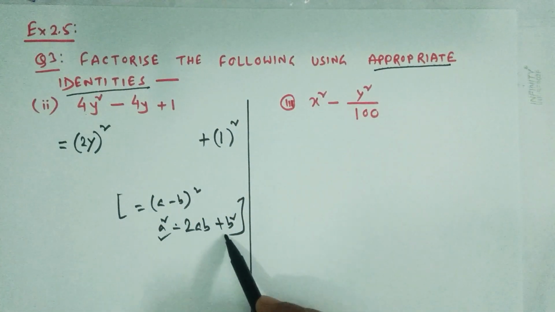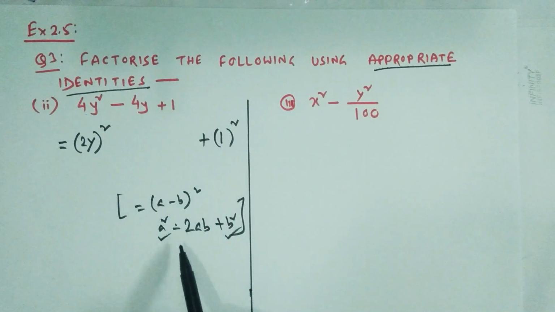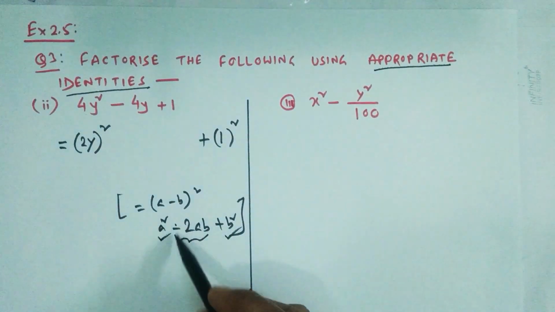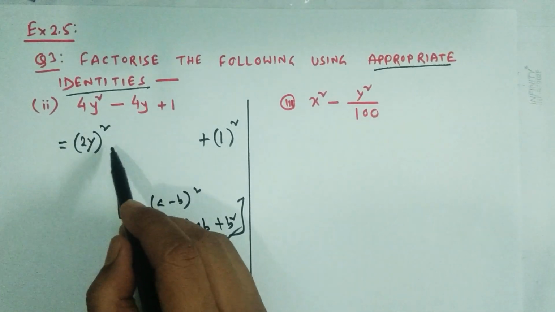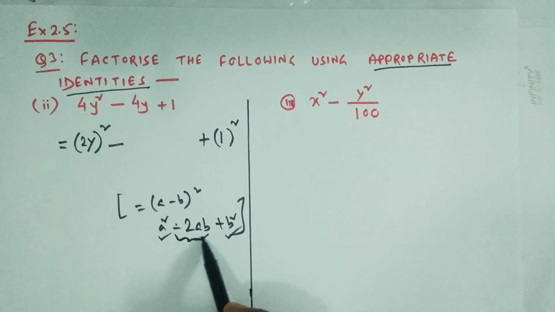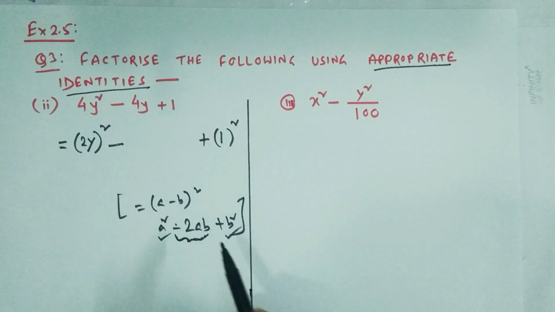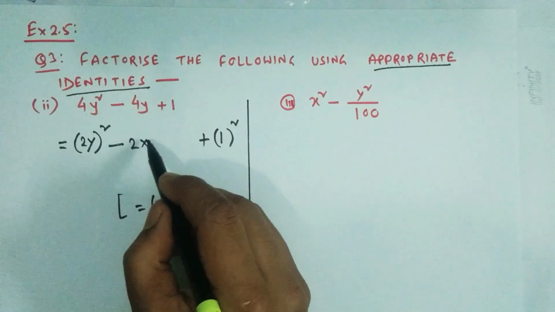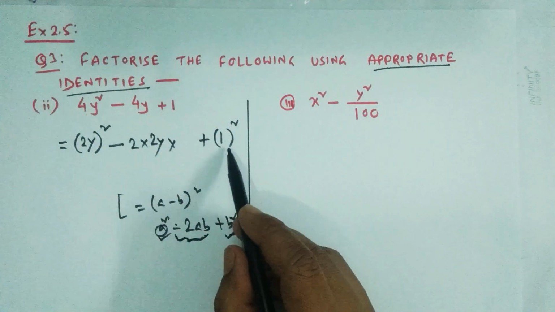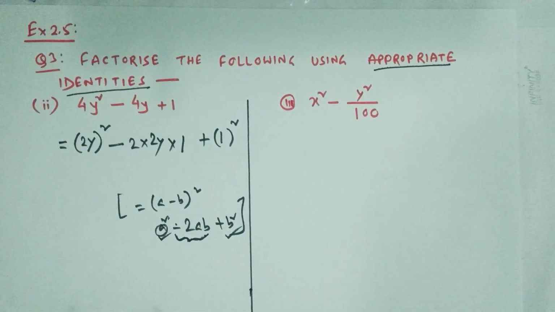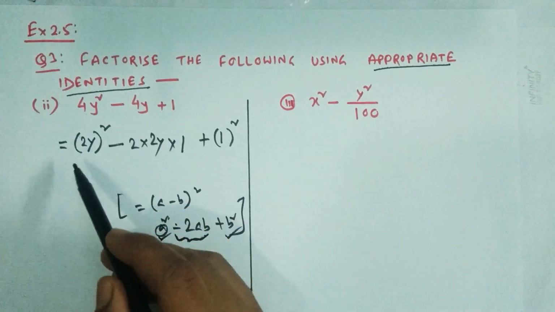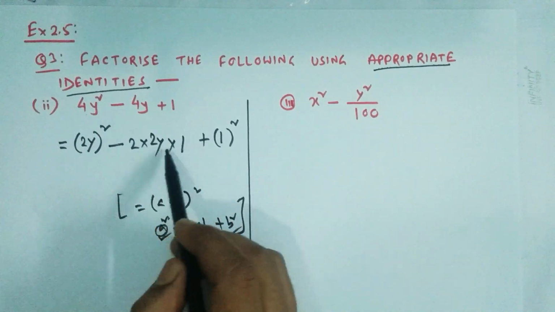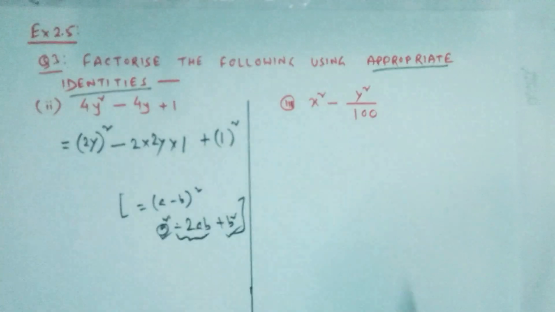Now this a square and b square term is already there in this question. I will now try for the minus twice ab. Because it is minus, I will use the identity a minus b whole square. If it were plus, I would use a plus b whole square. So minus twice ab means twice, a is 2y, into b, and b is 1. After writing this, always check whether the line is correct and matching the previous line. 2 square is 4y square, correct. 2 times 2y times 1 is 4y, correct, plus 1 square is 1. So this line is correct.